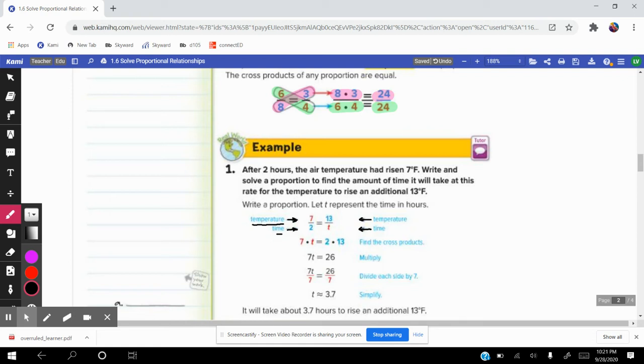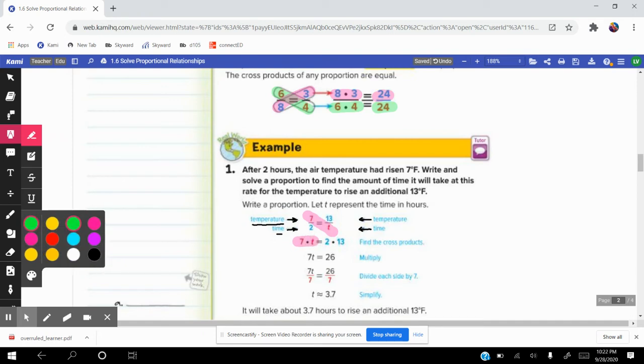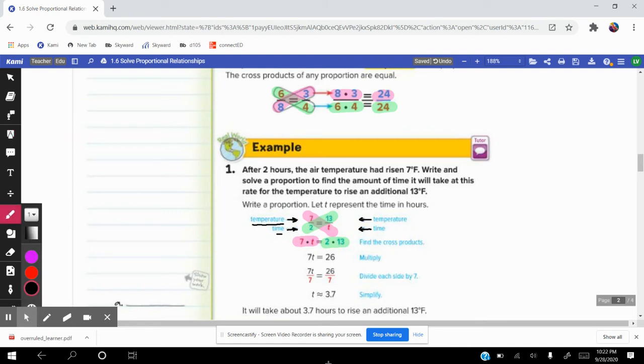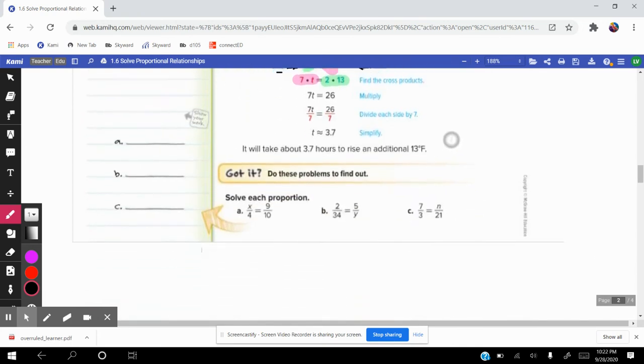So we do the cross products. 7 times T, which I put on the left side, and then 2 times 13, which I put on the right side. So we're finding the cross products. Next we have it simplified to 7T equals 26. Now we're going to divide both sides by 7, and we get T is approximately 3 7/10 hours. So it'll take about 3 7/10 hours to raise an additional 13 degrees Fahrenheit.